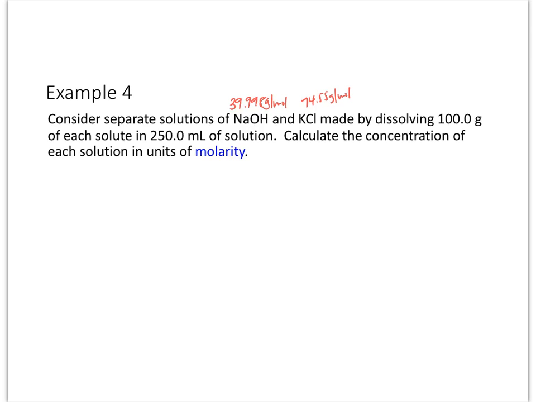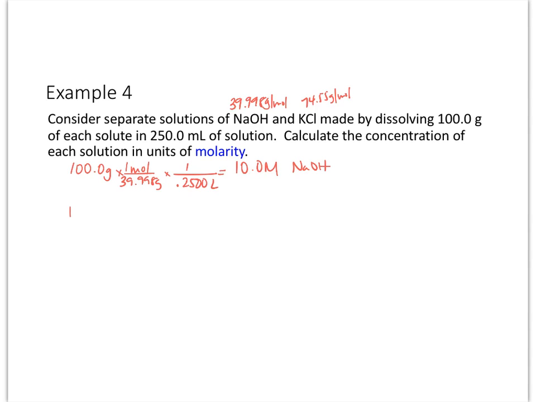So we have to first convert the 100 grams of sodium hydroxide into moles. That gives us, and then we can also rope in the volume as well. We want the liters to be on the bottom, so we can just put 0.250 liters on the bottom. And that gives us a 10.0 molar solution for the sodium hydroxide.